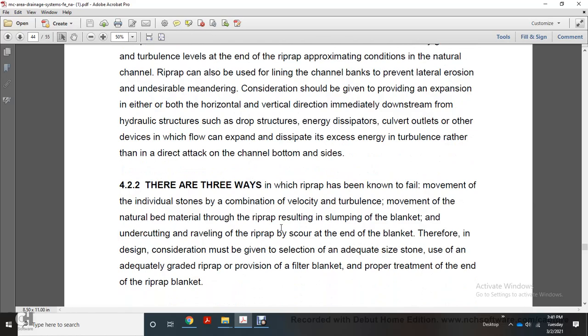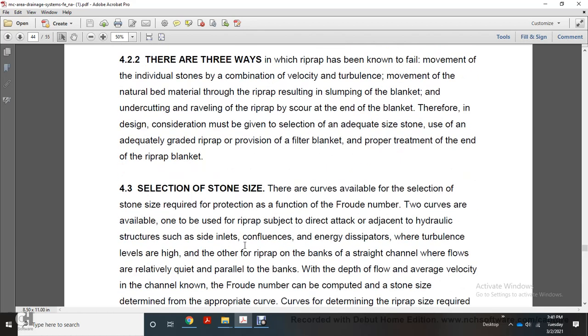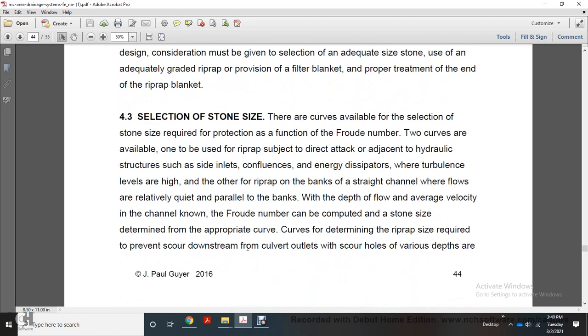There are three ways riprap is known to fail: failure by movement of individual stones, combined velocity and turbulence moving the natural bed material through the riprap, resulting in slump of the blanket, and undercutting by scour at the end of the blanket. Therefore, design consideration must be given to selection of adequate stone size, use of adequately graded riprap, provision of a filter blanket, and proper treatment at the end of the riprap blanket.